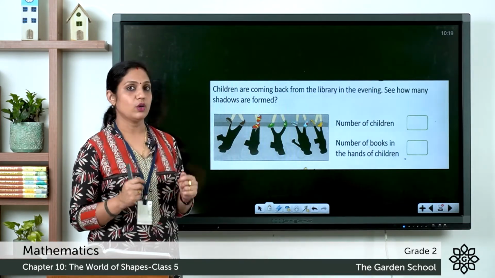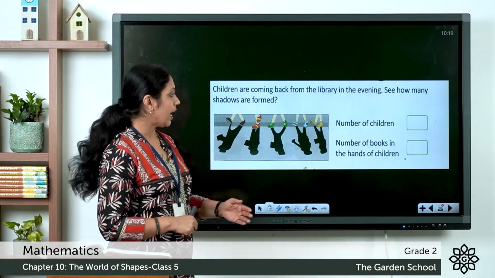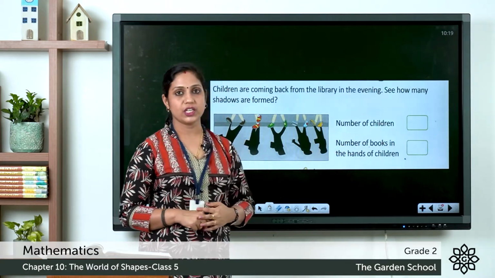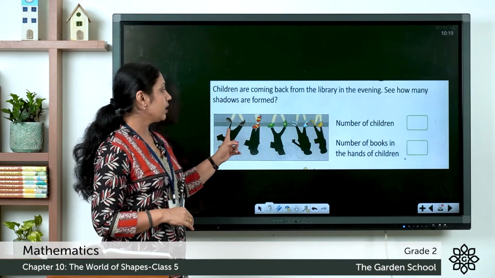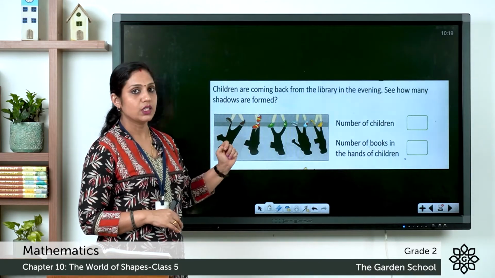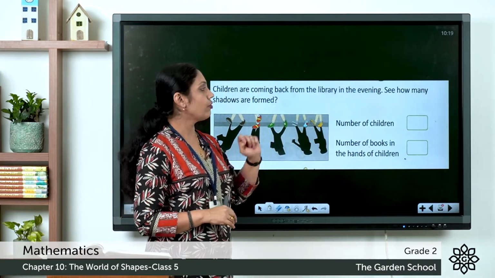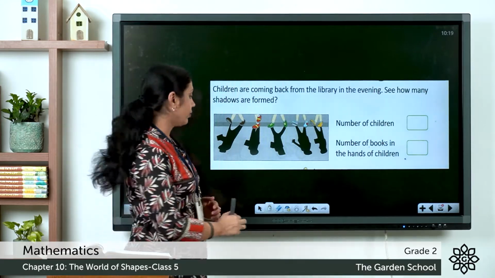Now we have to find out something. What we have to find out? Number of children, and also we have to find out number of books in the hands of children. So how can we find out the number of children? You can see, you can count the shadows. So let's count 1, 2, 3, 4, 5. So we can write there number of children. There are 5.